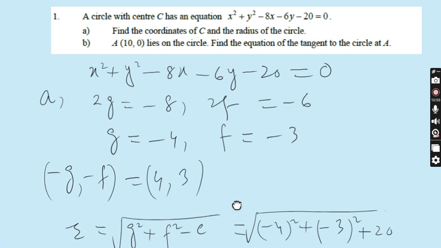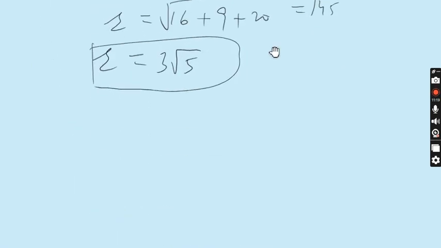Find the coordinates of the center C and the radius of the circle. Part B: A, the point (4, 0), lies on the circle. Find the equation of the tangent to the circle at A. Again, a very easy question.